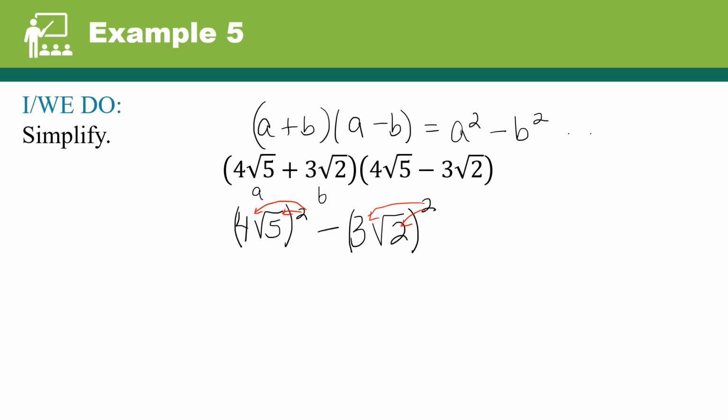Four squared, 4 times 4 is 16. And then square root of 5 squared is 5. Minus 3 squared is 9. Times the square root of 2 squared is 2. 16 times 5 is 80. Minus 9 times 2 is 18. So 80 minus 18 is 62.